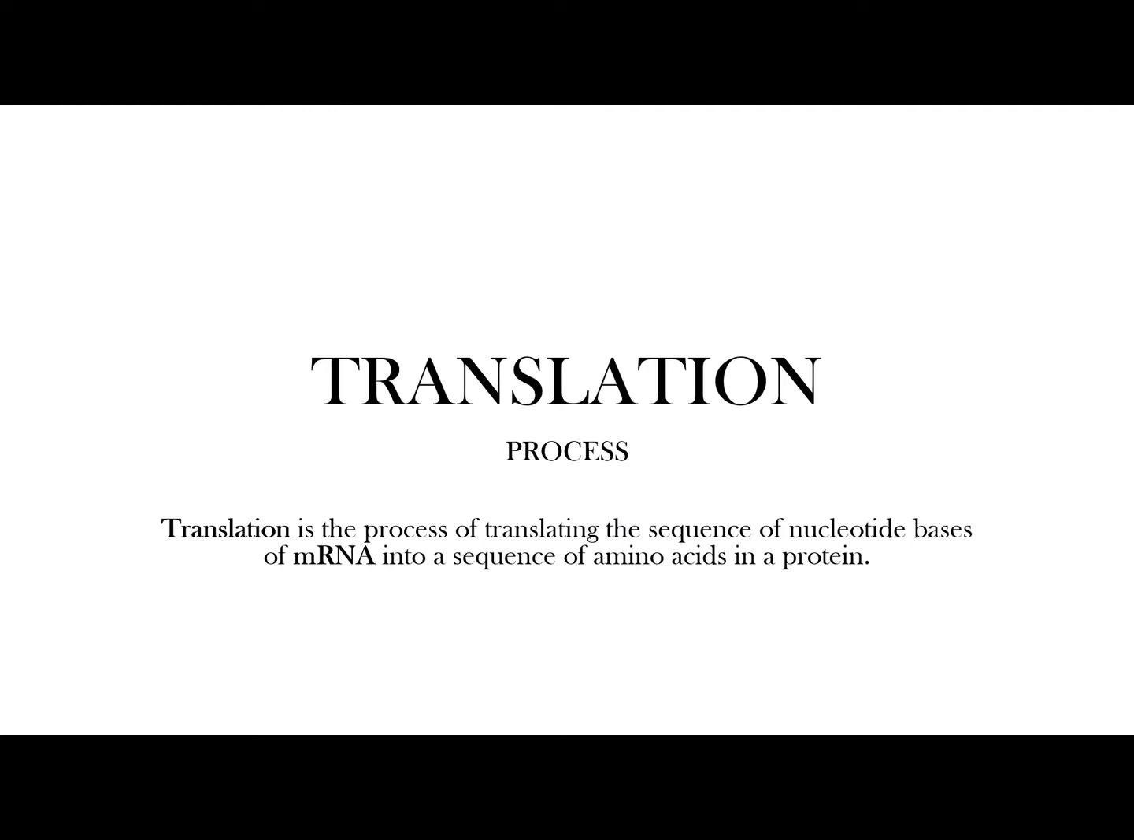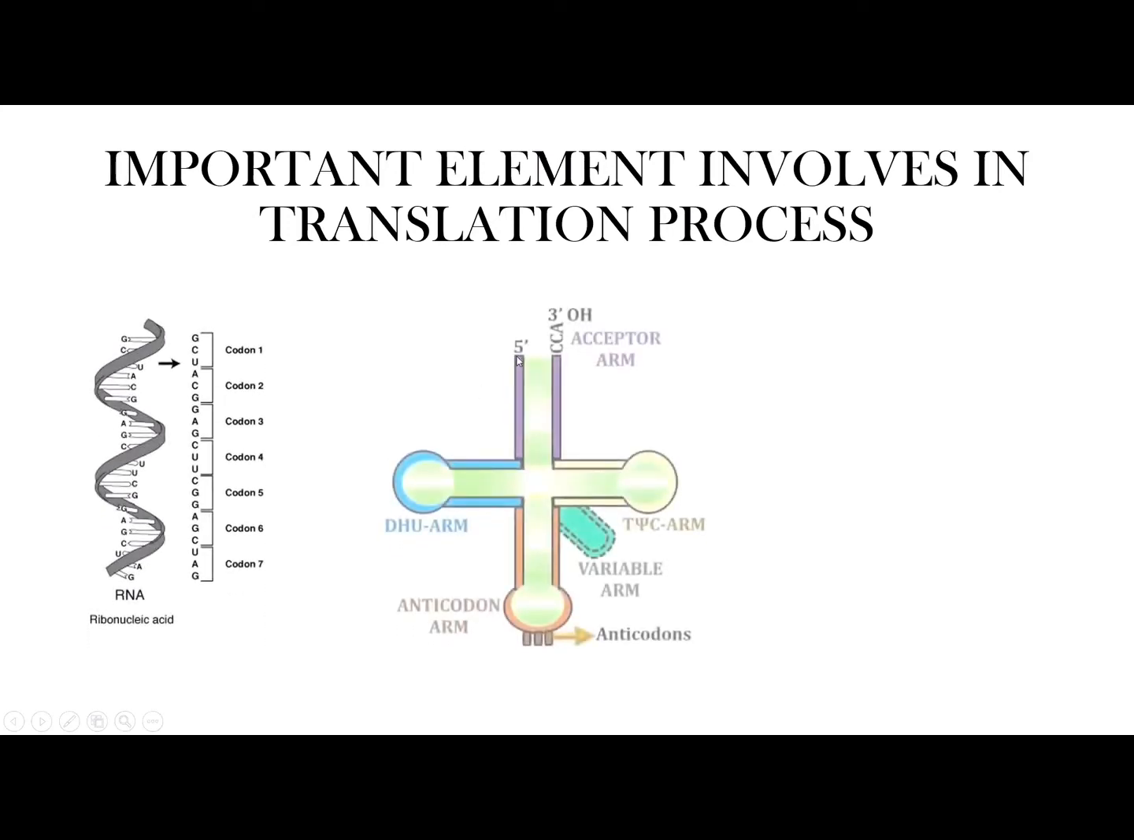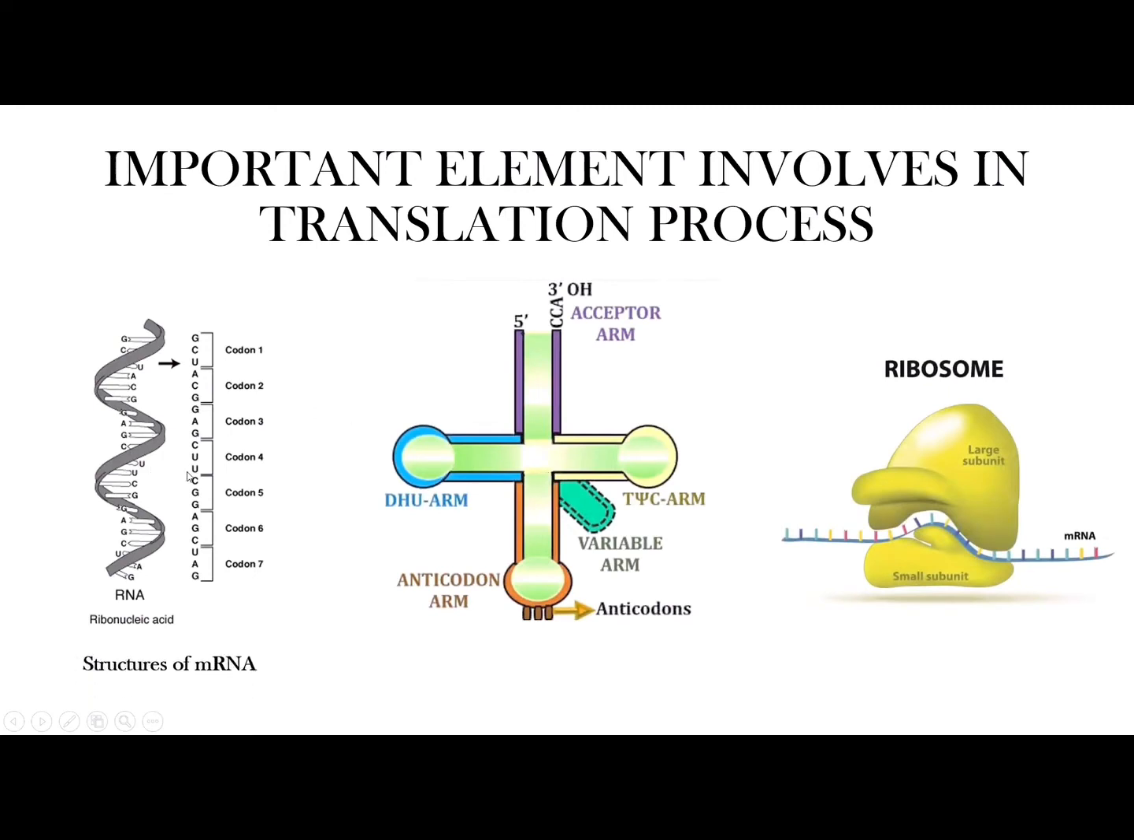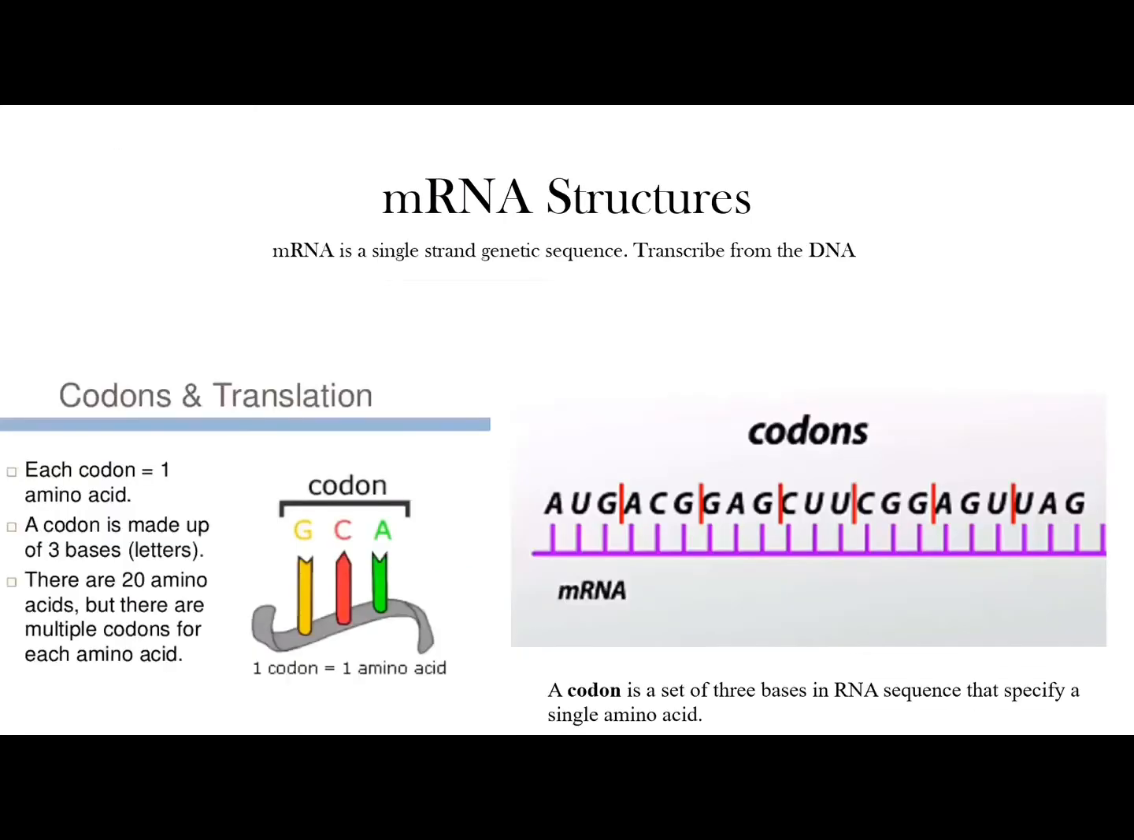Translation is the process of translating the sequence of nucleotide bases of mRNA into a sequence of amino acids in a protein. The important elements involved in the translation process are the messenger RNA, the tRNA, and the ribosomes. So you have to know the structure of mRNA, the structure of tRNA, and the structure of ribosomes.